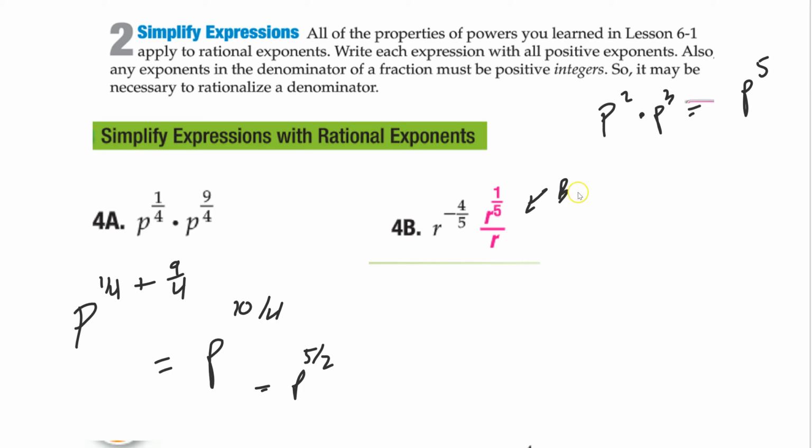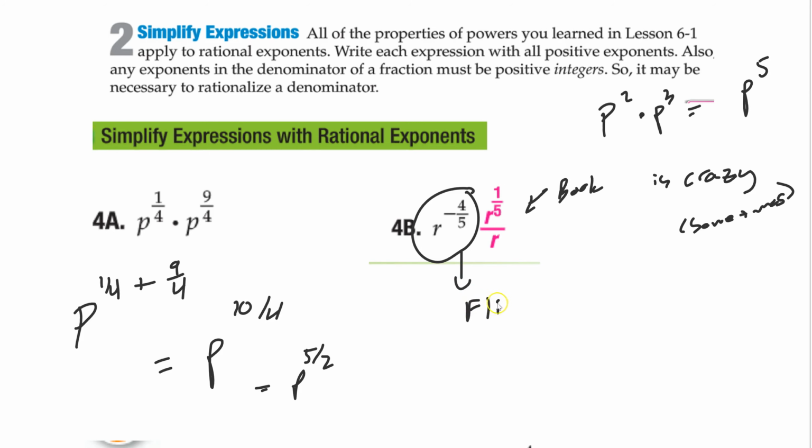This one, now I put this here on purpose. That's what the book does. The book is crazy sometimes. A lot of times the book's good, sometimes the book's kind of crazy. So what's going on here is this. I don't want a negative exponent, so we flip it. So this will be 1 over r to the 4/5. Done. That's all I want you to do. The book sees this and goes, oh, you have to rationalize this. So they multiply both top and bottom by r to the 1/5.